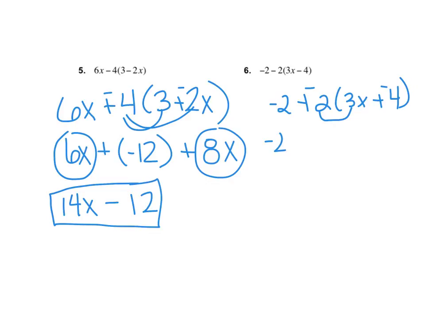I'm going to have a negative 2 times 3x. That's going to result in a negative 6x. I could have plus a negative, but because I had a negative answer, I'm just going to write minus. And here again, I have a negative times a negative, so I'm going to have plus 8.